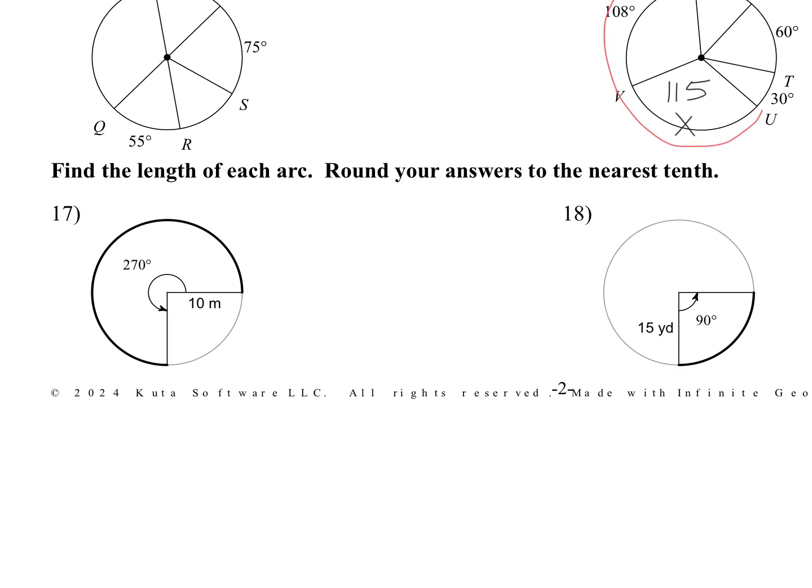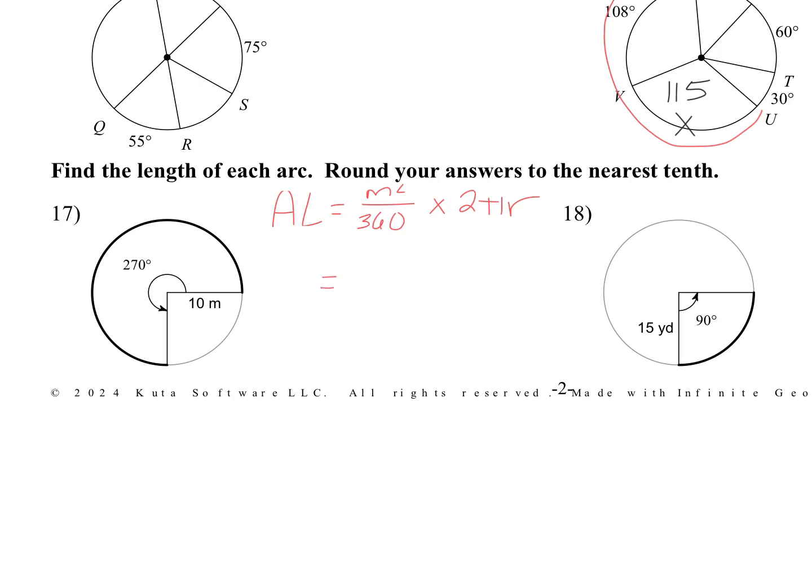How do we find the arc length? Do we guess? Do we use a formula? We use a formula. So that formula is as follows. It's arc length equals the measure of the angle divided by what? 360, times 2 pi r. So plug in everything. It gives you everything. All you have to do is just use the formula.